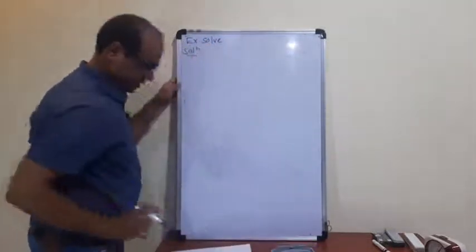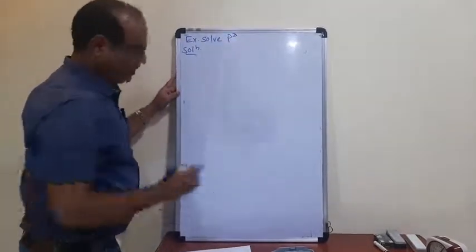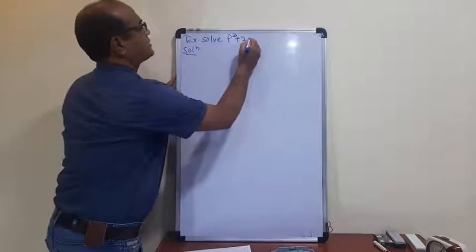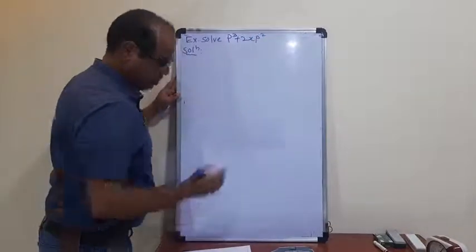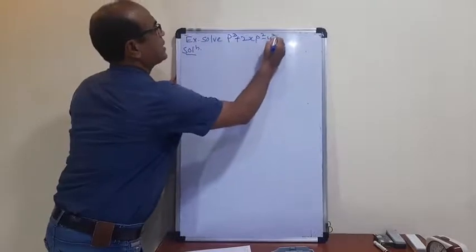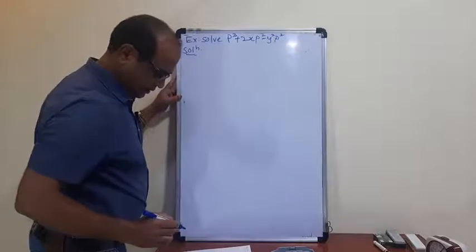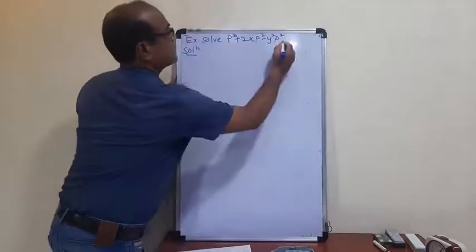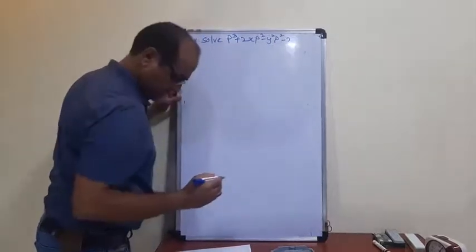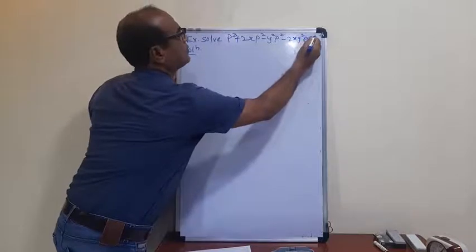Solve p cube plus 2xp square minus y square p square minus 2xy square p is equal to 0.